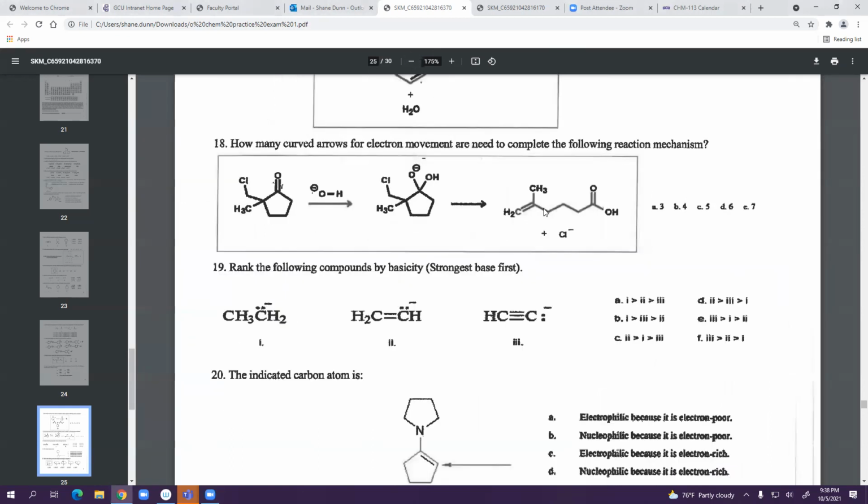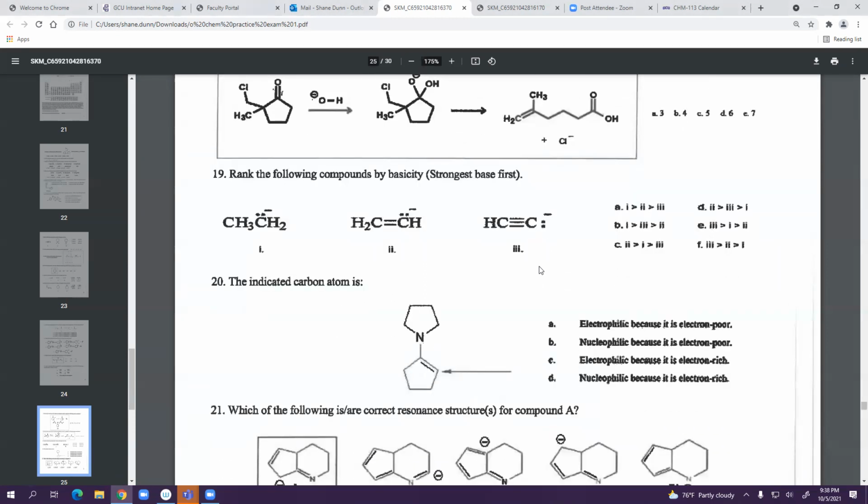If you notice, he likes closing rings or breaking rings apart. So make sure you understand how to do that. Counting carbons is the easiest way.